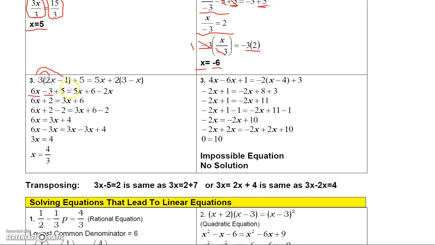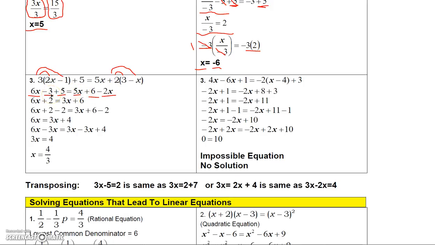And then I just bring down the 5. Over here, I'm going to just bring down the 5x. And then I have to distribute this 2 through this parentheses. 2 times 3 is 6. And then 2 times minus x is minus 2x. Okay? So that eliminates my parentheses. And you generally want to do that first when solving an equation.